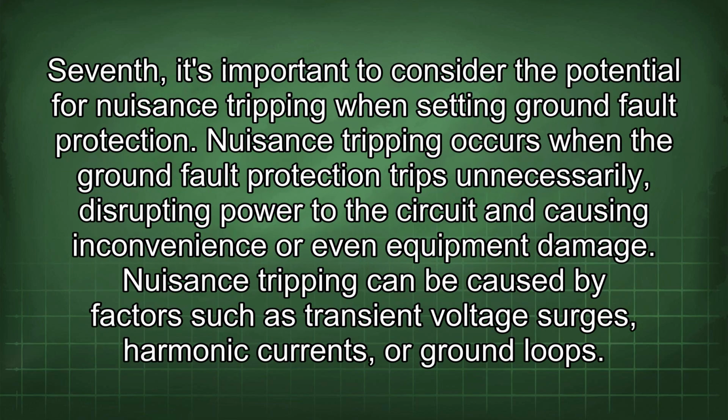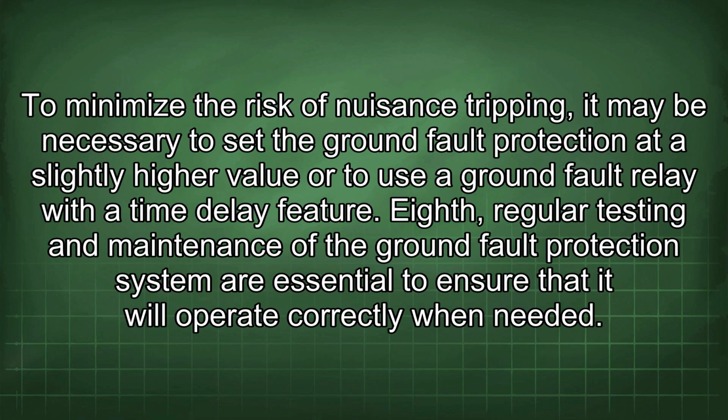Seventh, it's important to consider the potential for nuisance tripping when setting ground fault protection. Nuisance tripping occurs when the ground fault protection trips unnecessarily, disrupting power to the circuit and causing inconvenience or even equipment damage. Nuisance tripping can be caused by factors such as transient voltage surges, harmonic currents, or ground loops. To minimize the risk of nuisance tripping, it may be necessary to set the ground fault protection at a slightly higher value or to use a ground fault relay with a time delay feature.